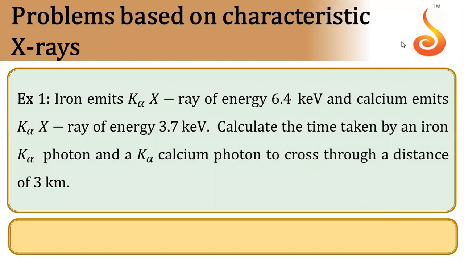Okay, this is example number 1. It is given that iron emits K alpha X-ray of energy 6.4 kilo electron volt. Calcium emits X-ray of energy 3.7 kilo electron volts. Calculate the time taken by an iron K alpha photon and a K alpha calcium photon to cross through a distance of 3 kilometer.